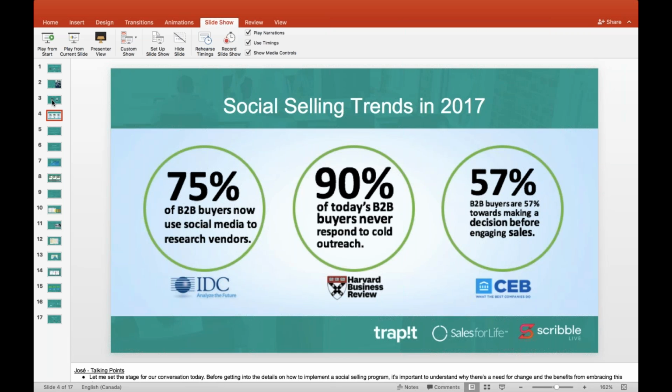We know that buyers are social in nature, are digitally enabled. You can see some stats on the screen right now that outline this change. 75% of B2B buyers now use social media to research vendors. This is a stat by IDC. 90% of today's B2B buyers never respond to cold outreach, a stat by Harvard Business Review, and a very well-known stat by CEB outlining how 57% of B2B buyers are already at the majority of their journey before making the decision to talk to sales.